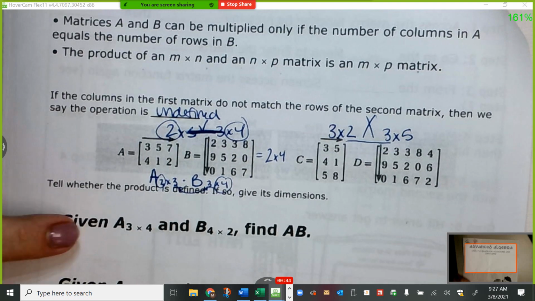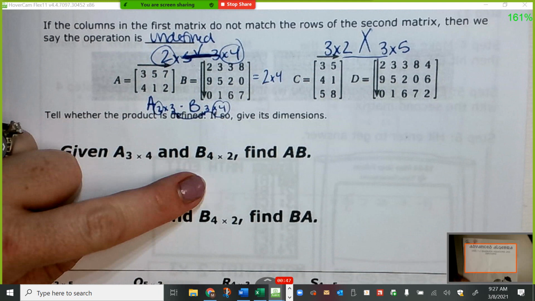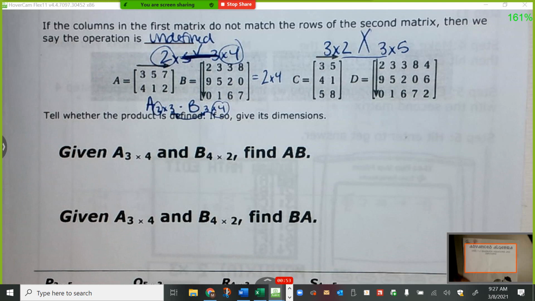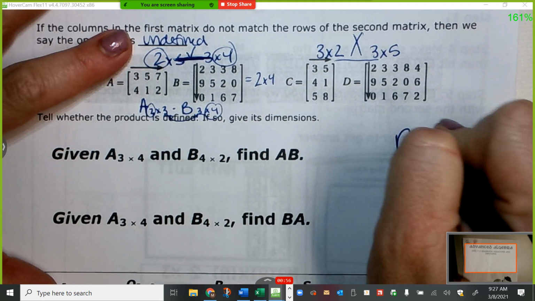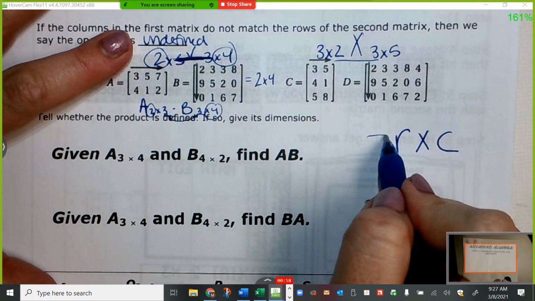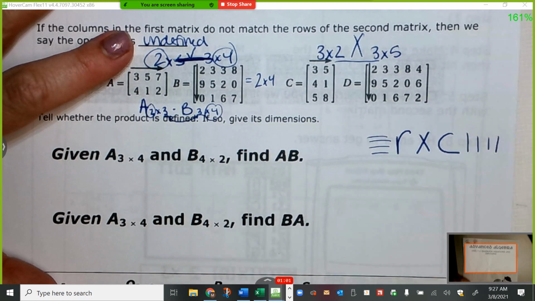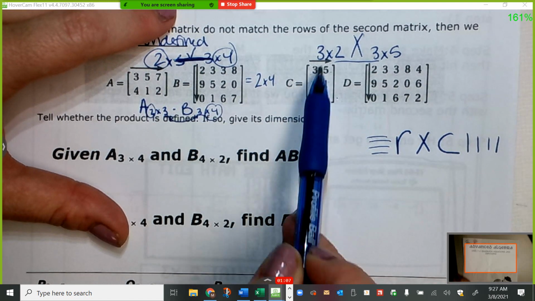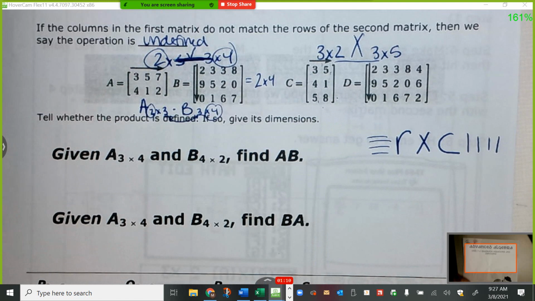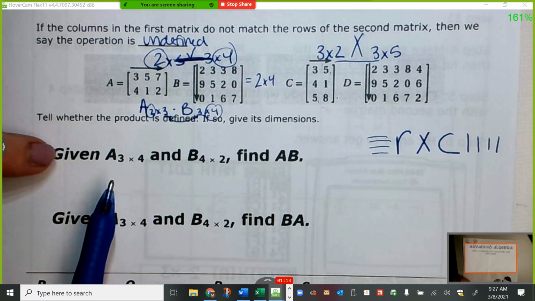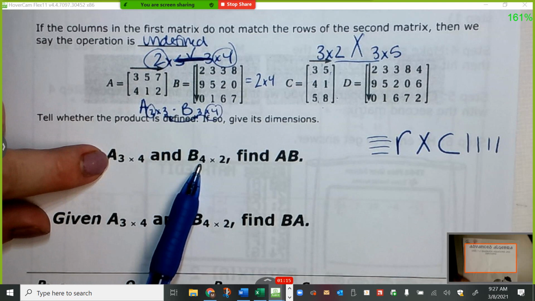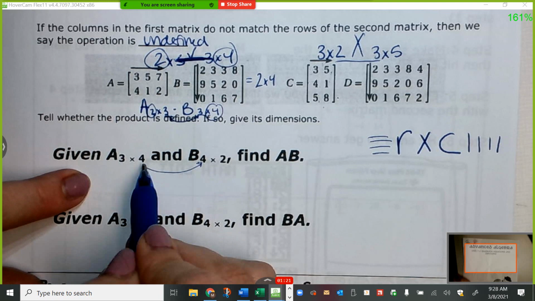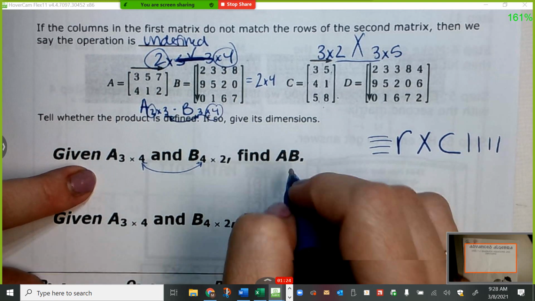So given A is a 3 by 4 and yes. It's row by column. Your rows look like this and your columns look like this. So see how this has 1, 2, 3 rows and 1, 2 columns. So if A is a 3 by 4 and B is a 4 by 2, can we multiply A times B? Yes, because the 4's match. So my answer is going to be a 3 by 2.